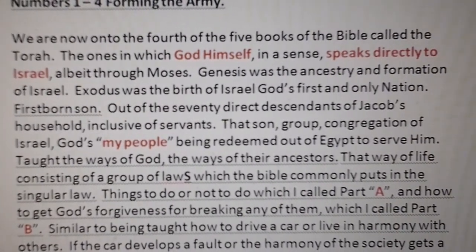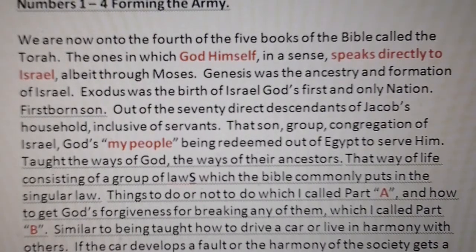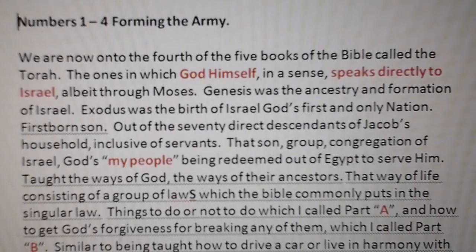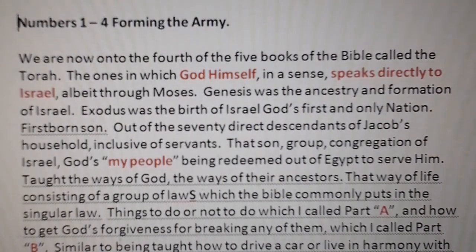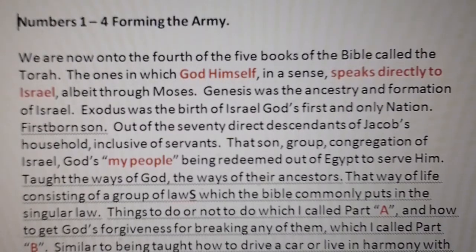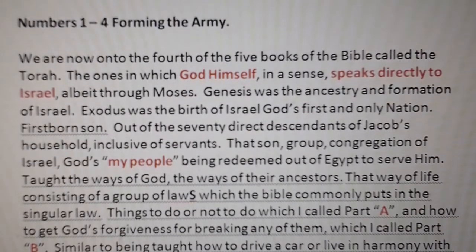So just to put us in the perspective of where Numbers fits in the Bible, we are now under the fourth of the 5 books of the Bible called the Torah, the ones of which God himself, in a sense, speaks directly to Israel, or the congregation of Israel, even though it was through Moses. Genesis was the ancestry and formation of Israel: from Adam, Noah, Abraham, Jacob.